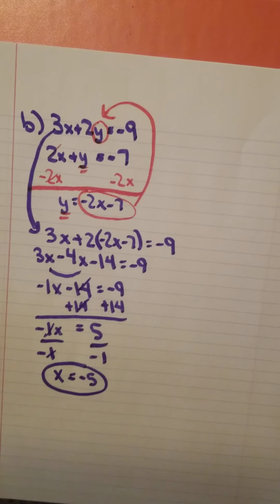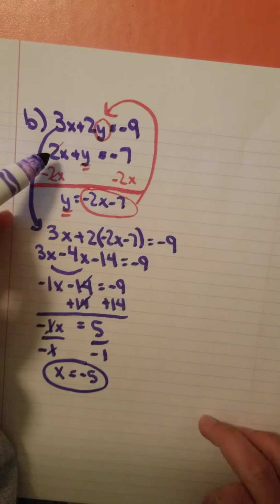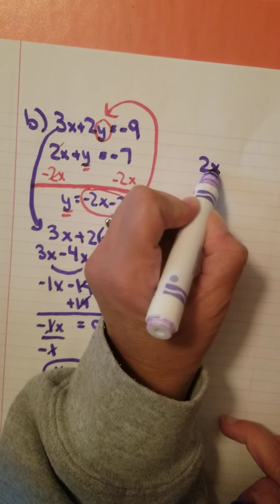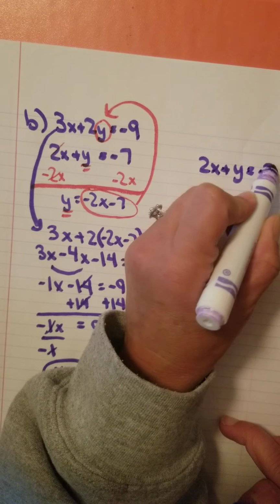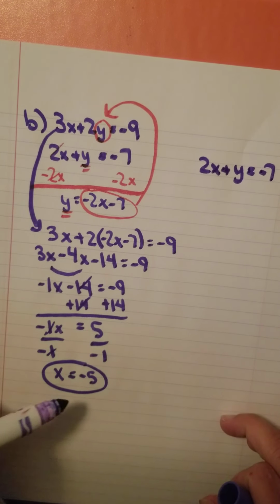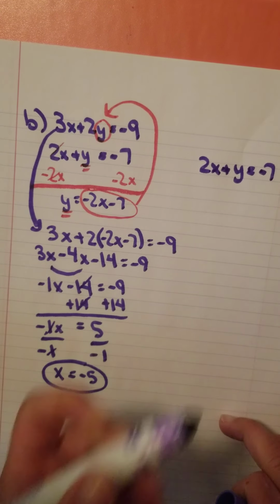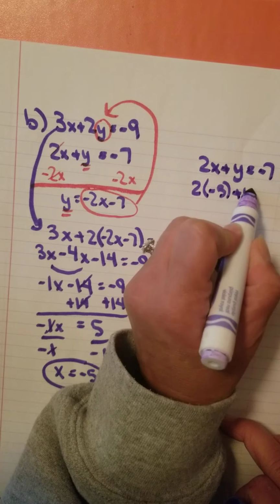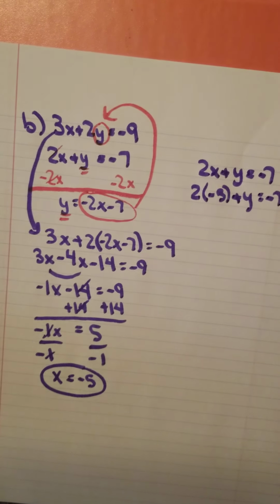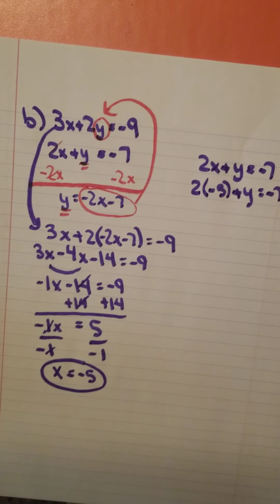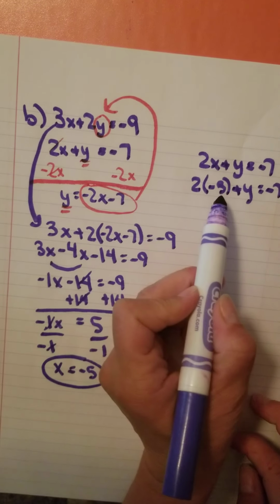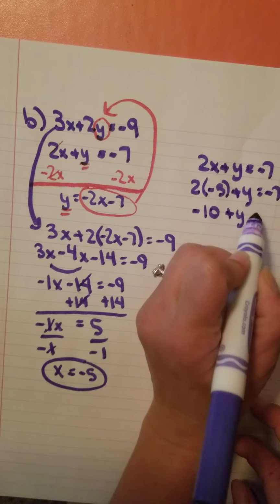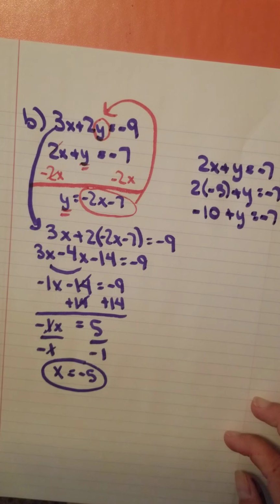So now I'm going to take an equation. The second one looks easiest because there's less numbers involved, so I'll rewrite the second equation. And again, it doesn't matter which one you use. So I'm going to change the x to my answer, which was negative 5. So we have 2 times negative 5 plus y equals negative 7. All right. Now I'm going to solve, so I'm going to multiply. 2 times negative 5 is negative 10. Negative 10 plus y equals negative 7.